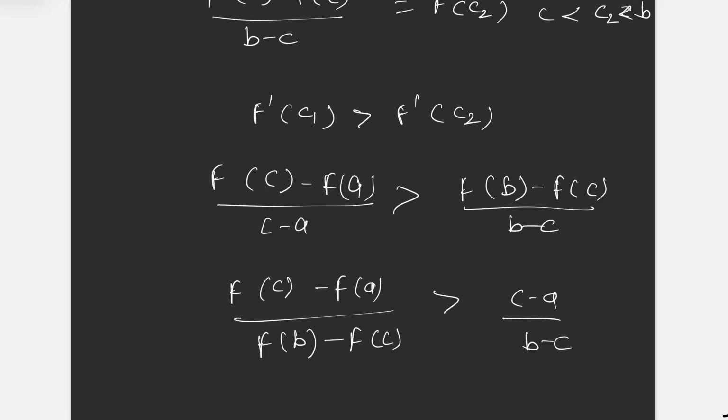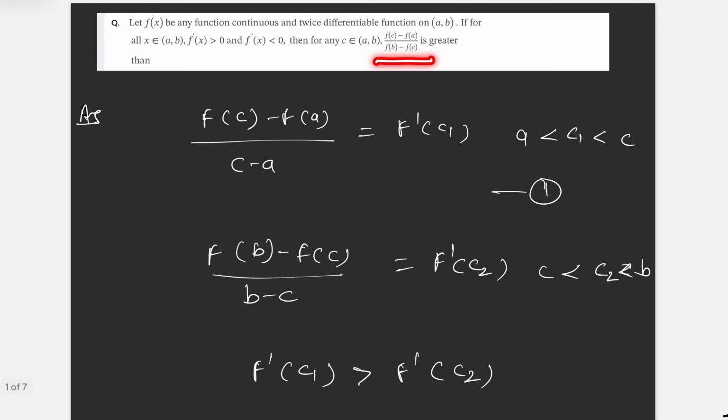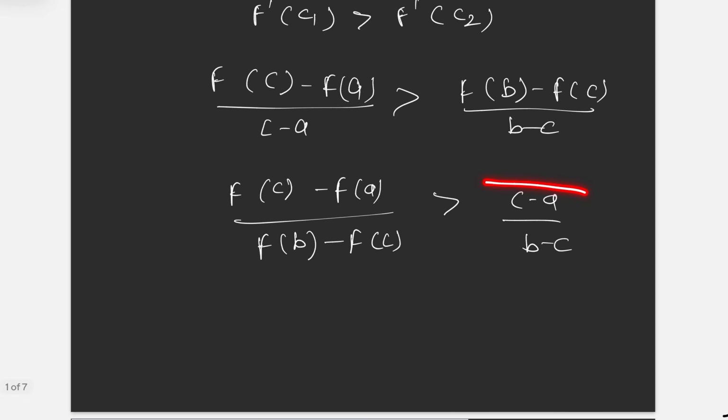Simple. So the question is asking: f of c minus f of a by f of b minus f of c is greater than what? It is greater than c minus a by b minus c. So from here I'll get the answer.